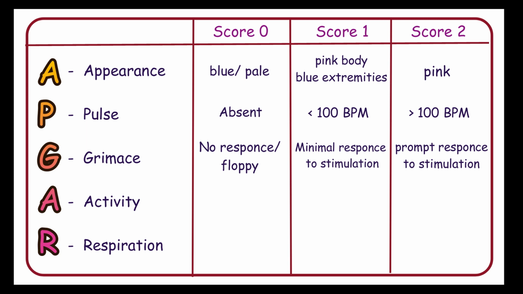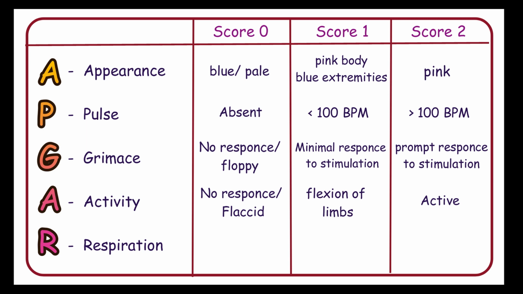Next, we check for activity of the baby. If the baby is flaccid, that is, there is no activity, then we give a score of 0. If the baby is showing some flexion of the arms and legs, then the score is 1. And if the baby shows active movements, then the score is 2.